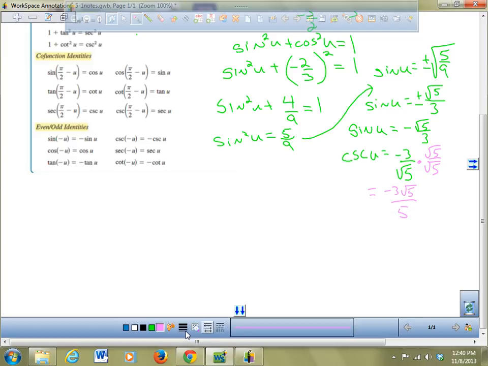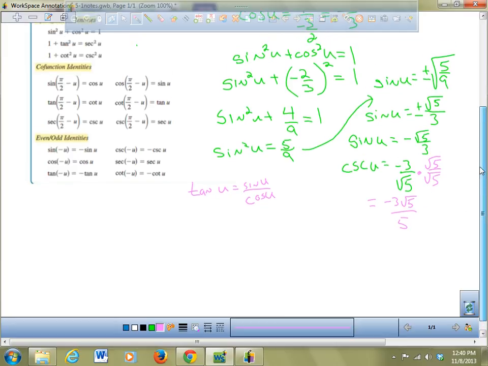What don't I have so far? What am I missing of my 6 trig functions? Tan and cotan. So I know sine, and I know cosine. So tan of u equals sine of u over cosine of u. And so then you're using that quotient identity now.